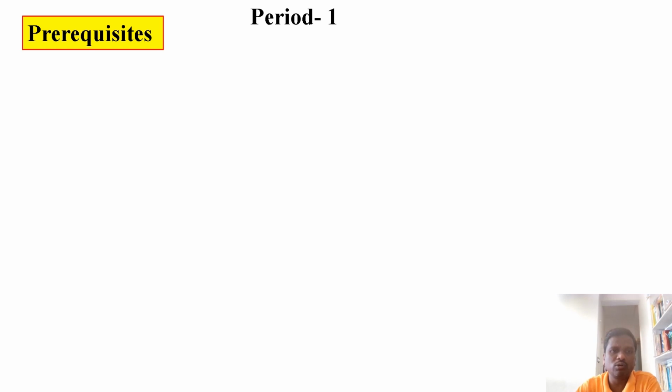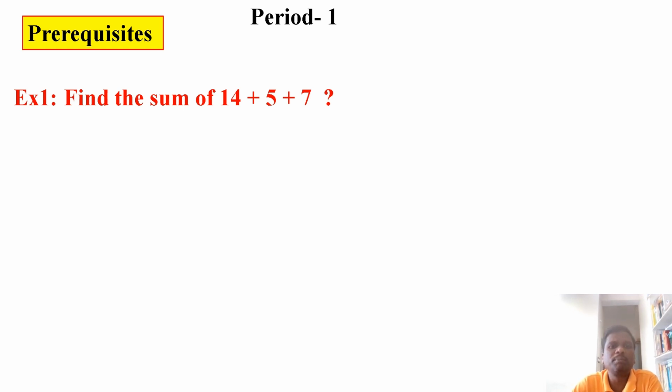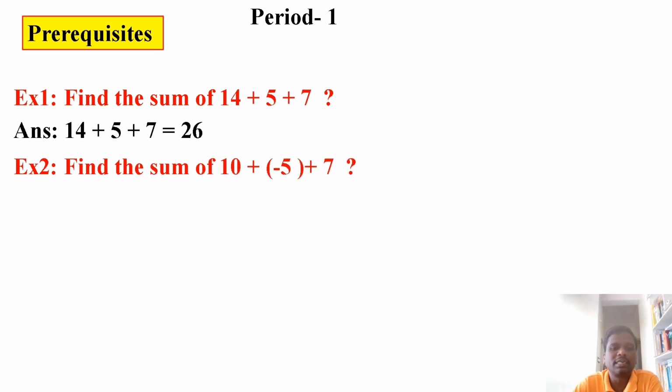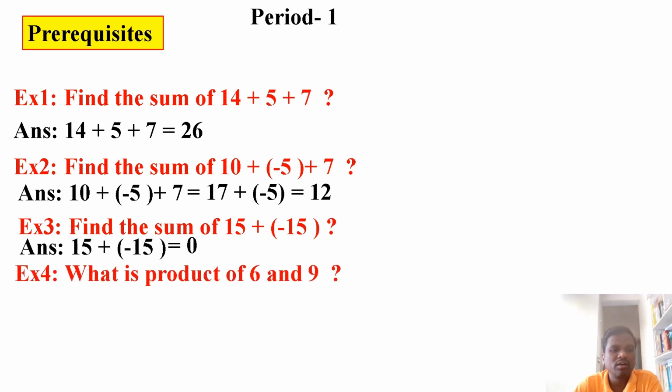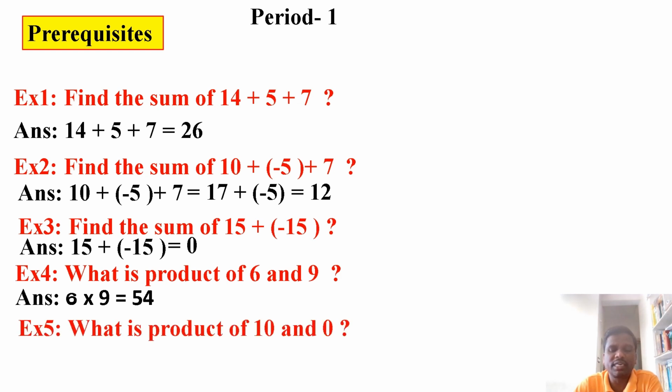Before going to our first period, let us recall the prerequisites. Find the sum of 14 plus 5 plus 7, which is 26. Find the sum of 10 plus (minus 5) plus 7, which is 12. Find the sum of 15 plus (minus 15), which is 0. What is the product of 6 and 9? 54. What is the product of 10 and 0? It is 0.